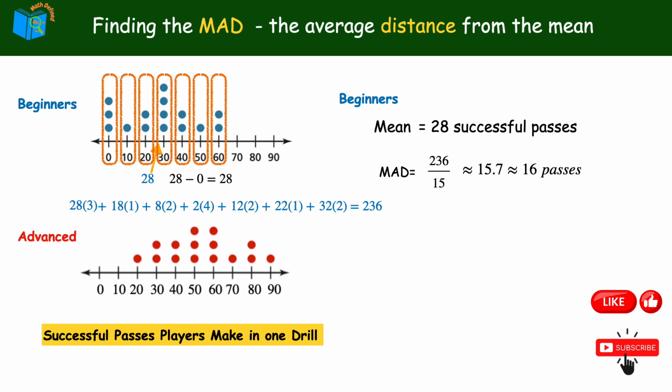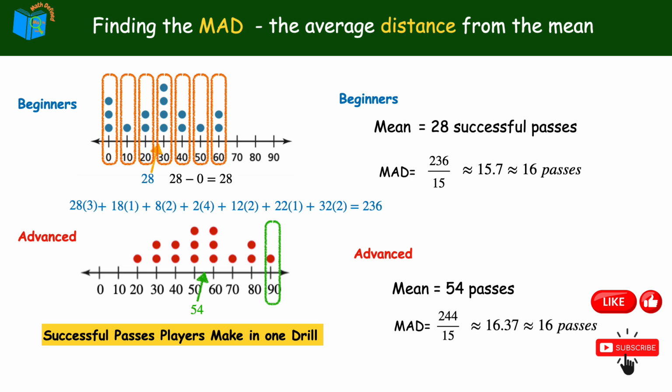And if you'd like a full step-by-step walkthrough of this process, you can check out my separate video on how to find the MAD. Now we repeat the exact same steps for the advanced sample, just using their mean of 54 instead. When we calculate all of their distances and add them together, we get 244. Divide 244 by 15, and we also get about 16 passes. So both groups typically vary about 16 passes from their averages.